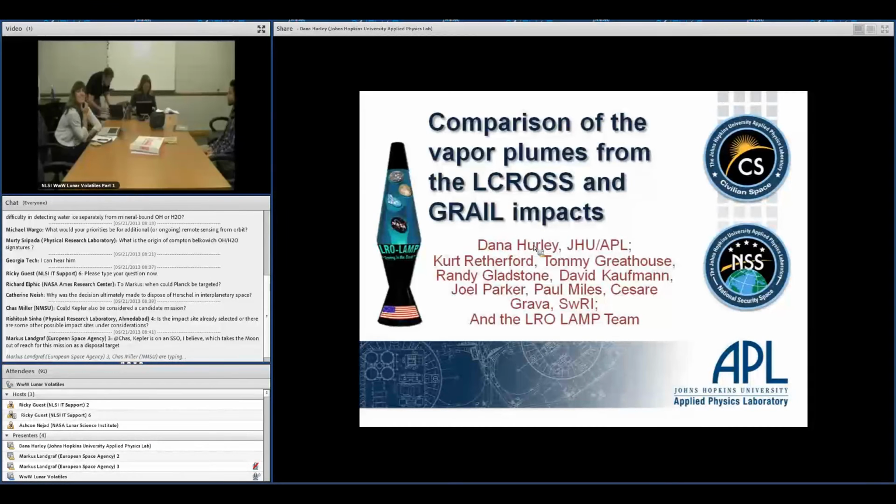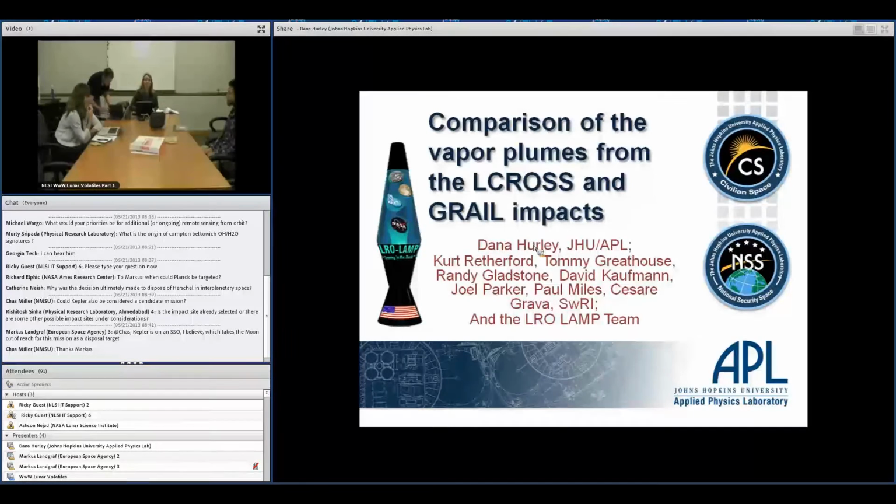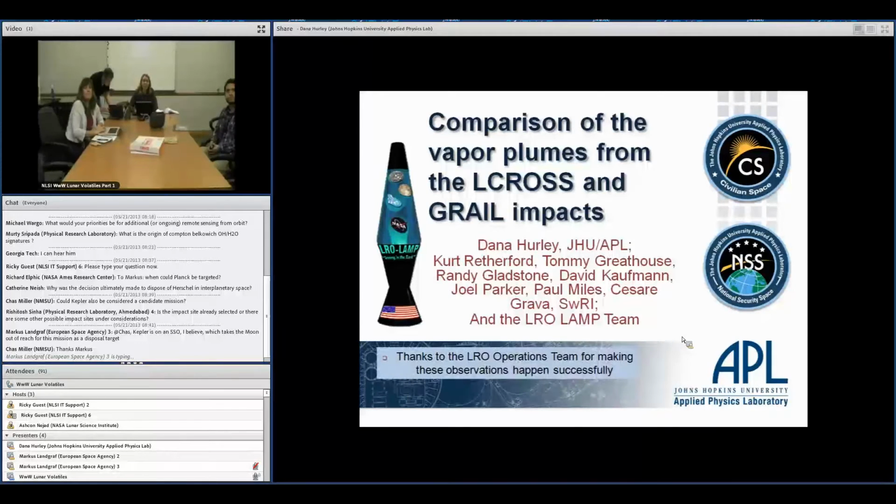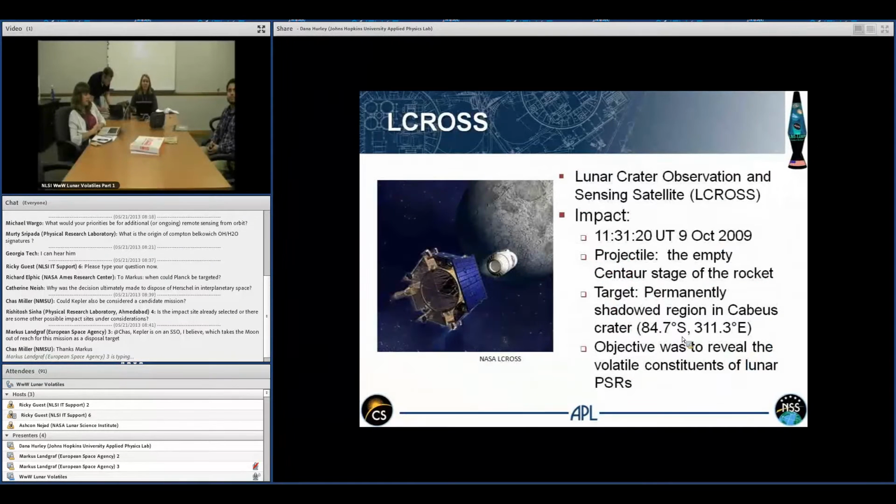I'm going to be talking about LAMP observations of the GRAIL and the LCROSS impacts, and I want to acknowledge my LAMP team members, and also thank the LRO operations team for making this possible. They worked in a very short amount of time to plan the observations, and it was just outstanding.